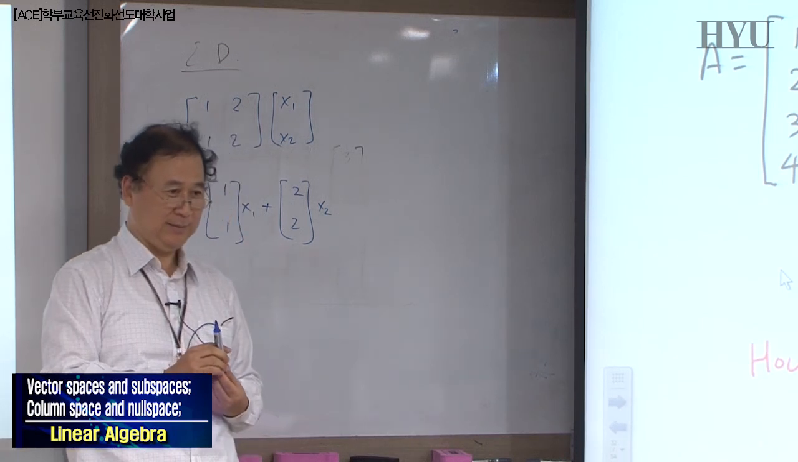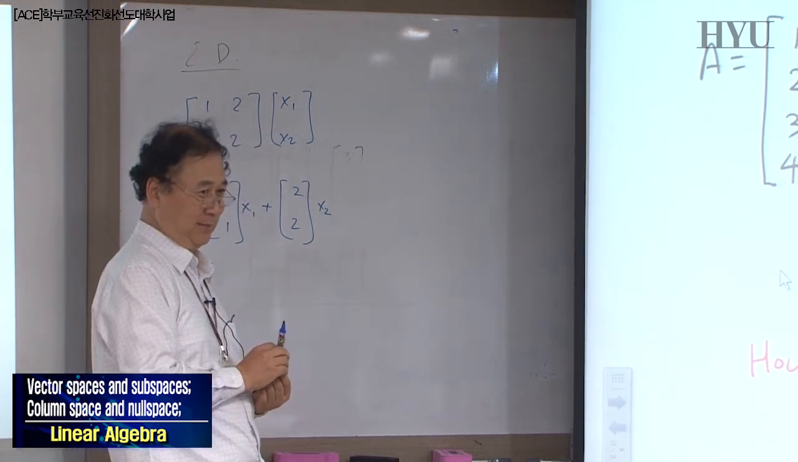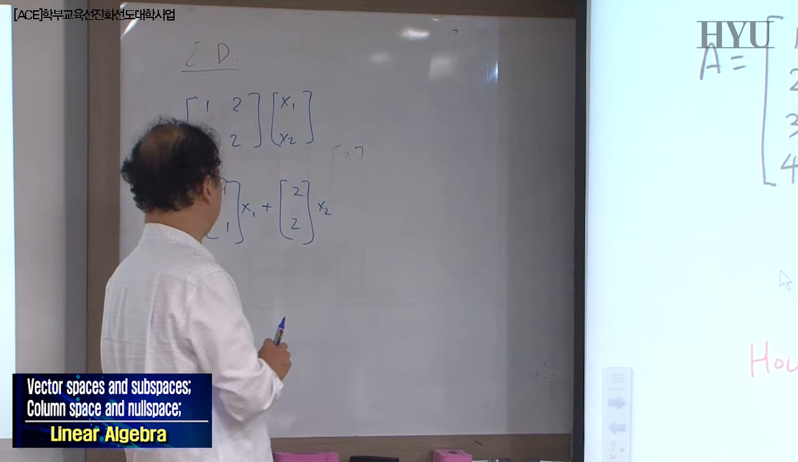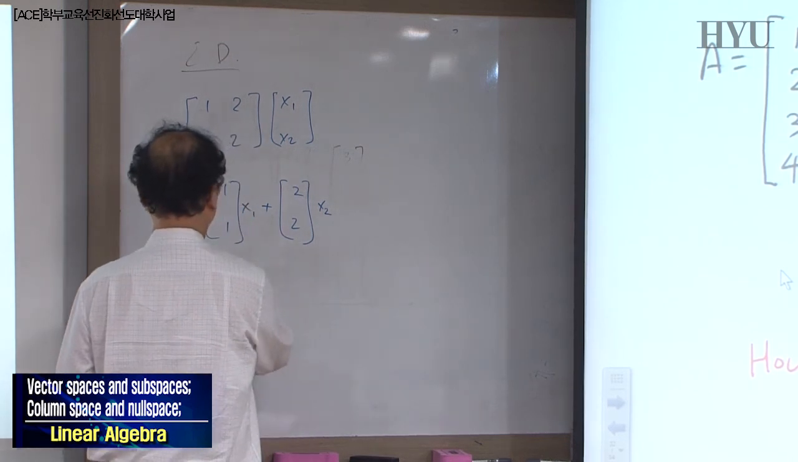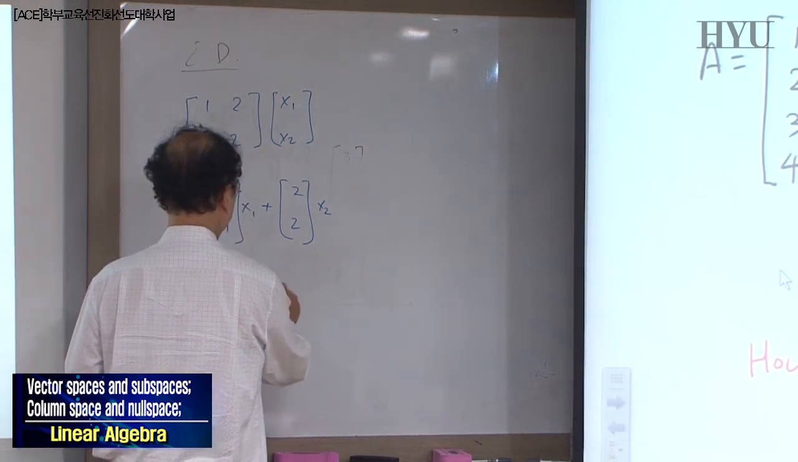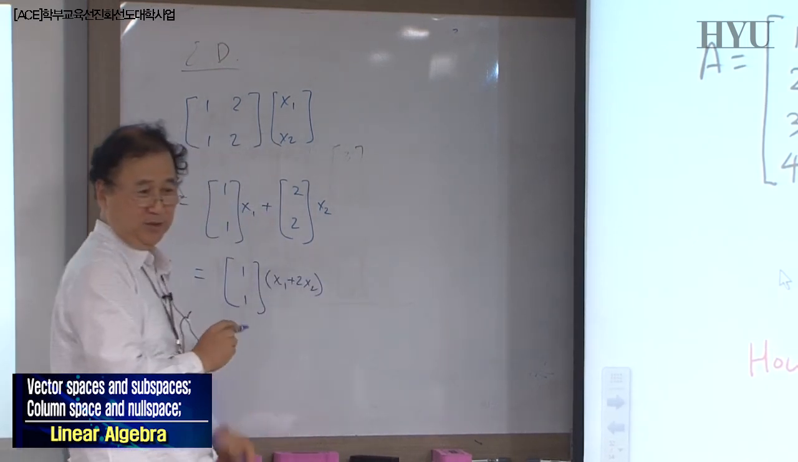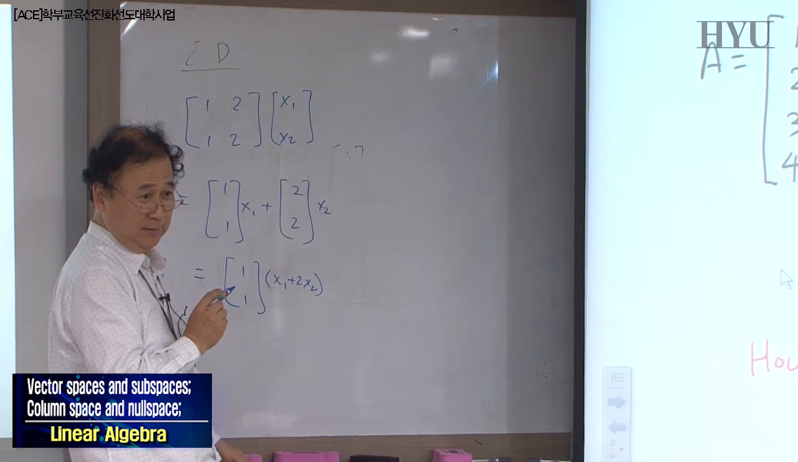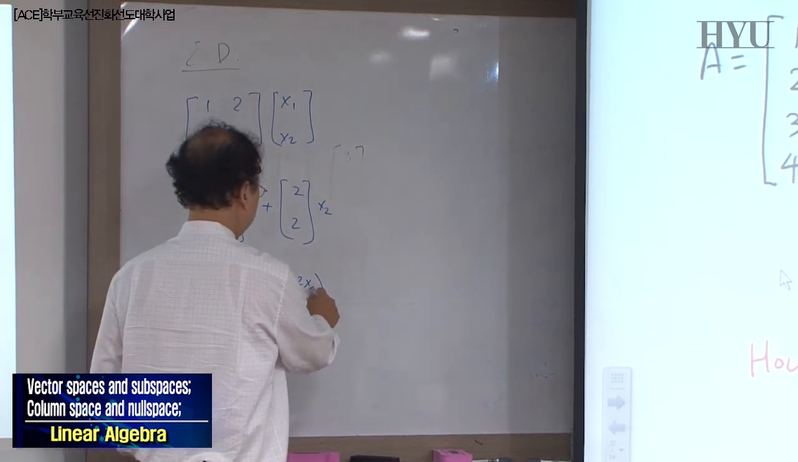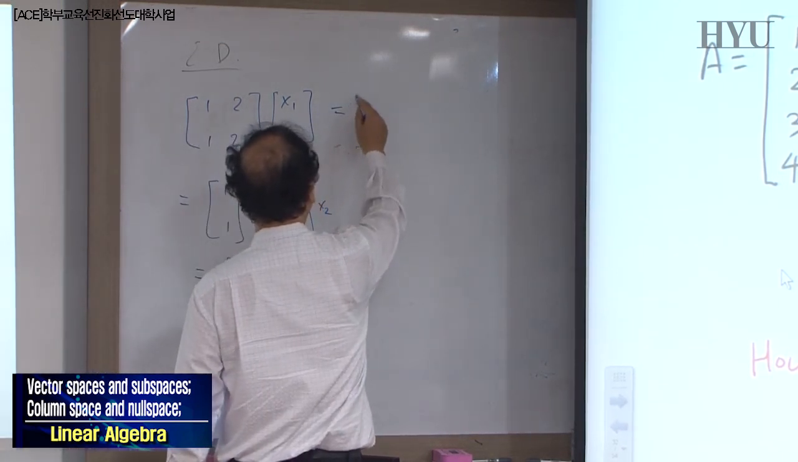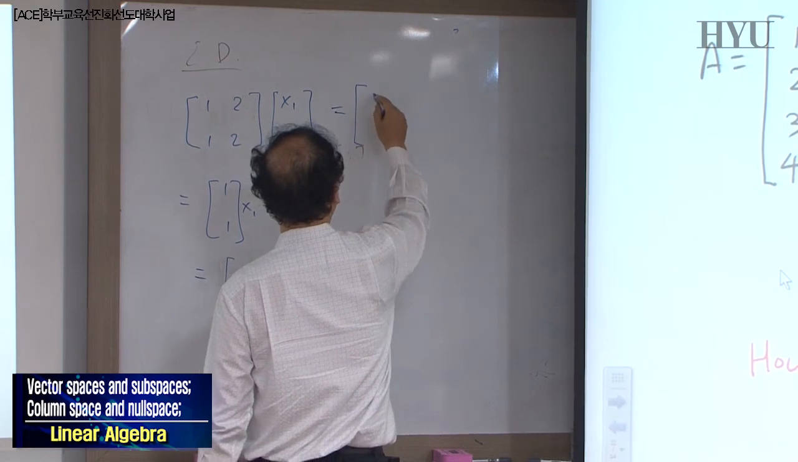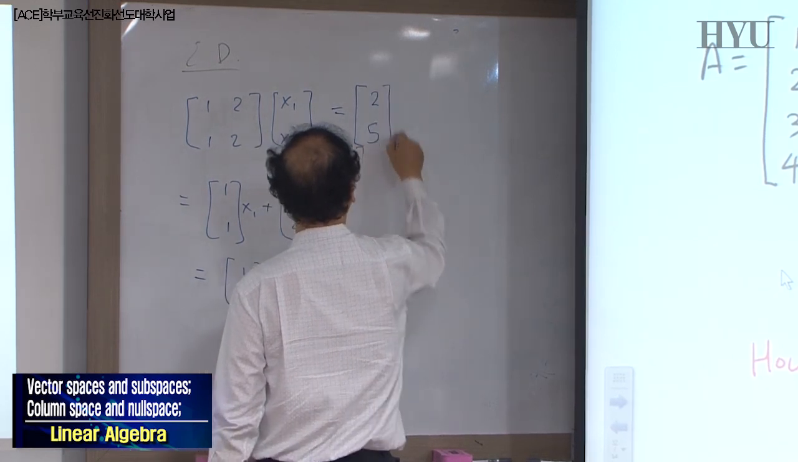Why? This one, in a way, I can say is 1, 1 times x1 plus 2x2, with this straight line, right? So in this case, it does not cover the plane. Let's assume this is an okay value. Then I say, okay, 2, 5. Do I have a solution?